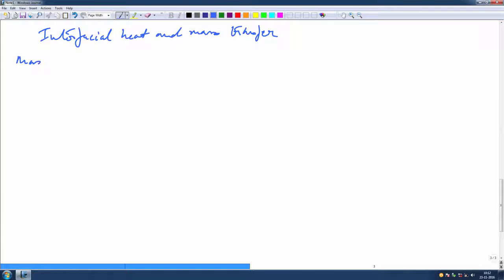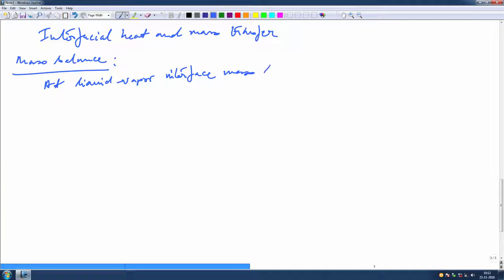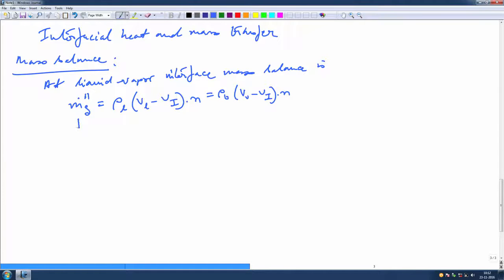So let us look at the mass balance first, and I won't go through the details of the math, I will just write down the basic equations at the liquid-vapor interface, right. Once I write it, you will recall what I wrote earlier. The mass balance is given by, do you recall this particular form, (V_L minus V_I) dot N, right, where V_I is the reference speed of the interface, equal to rho_V (V_V minus V_I) dot N. This is the mass flux at the interface due to phase change.